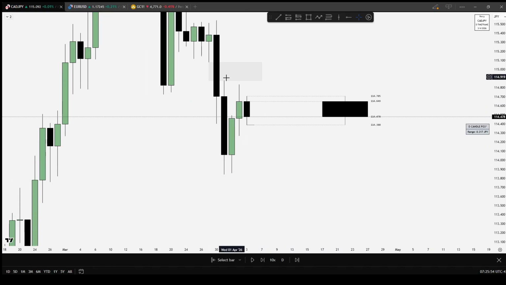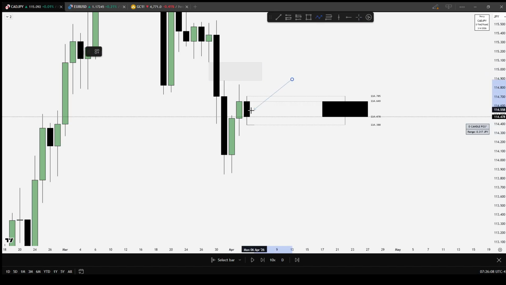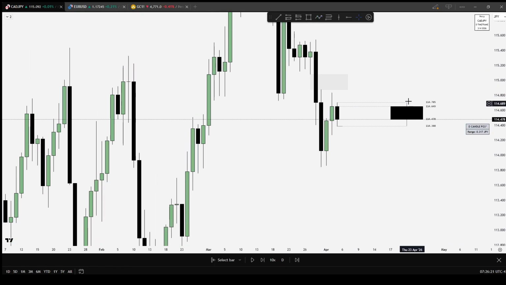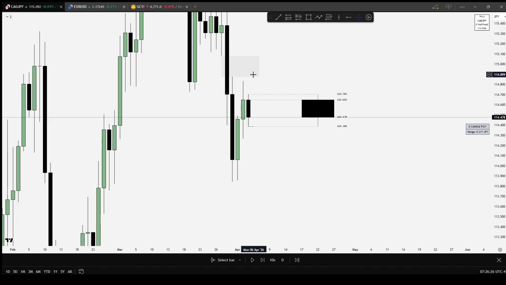I want to see price retrace here, right? After it retraces, I want price to give me something, to convince me that it wants to go higher. If price can convince me it wants to go here, then I can look for an entry on this candle, not this candle, this one. This little indicator right here will also help me with how I enter on this move.